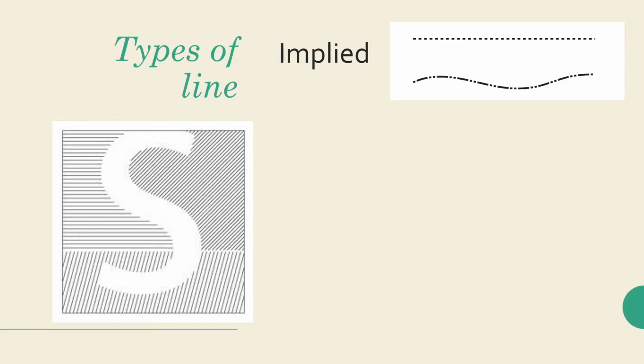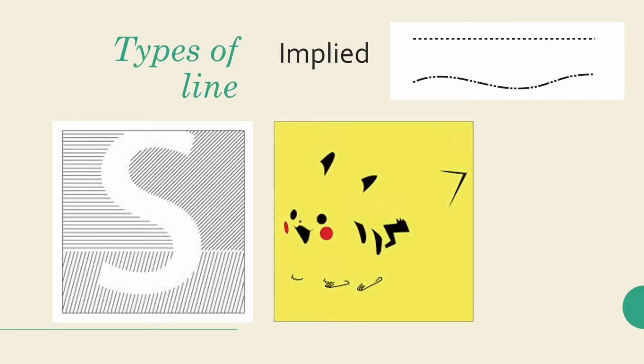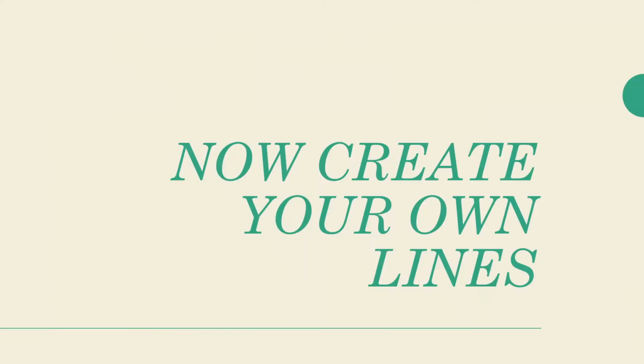Another type of implied line is the lines that your mind creates when you look at an image. For example, here we can see that this is Pikachu, but there are no lines to show us the outline of the Pikachu. But because we know what Pikachu looks like, we automatically fill in those lines. Now we're going to create our own lines.